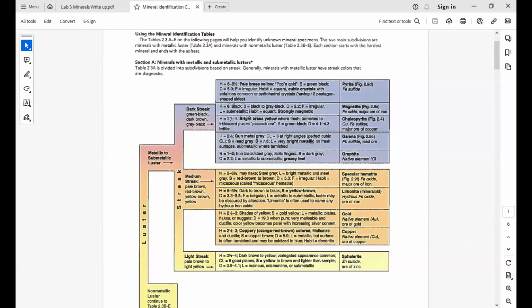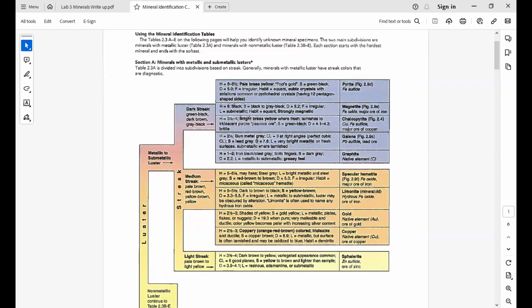Then we got one that's 3.5 to 4, bright brass yellow where fresh, tarnishes to iridescent purple peacock ore. Streak is green black, and it's brittle. Now remember how I said it's like in these plates that are kind of molded over other stuff? That's what it means by brittle. You can flake it off. And it's chalcopyrite, which is actually a major ore where we extract copper out of it.